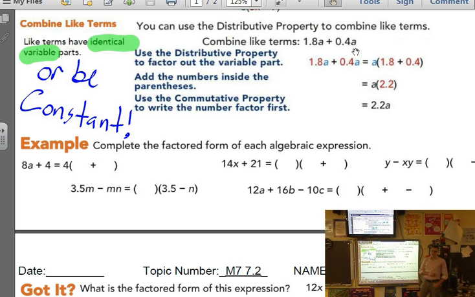And a constant term is just your numbers, which we talked about with the constant of proportionality. It's that number that is multiplying.